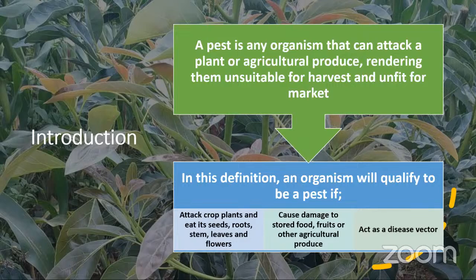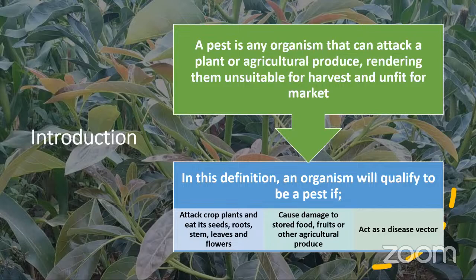Okay, first things first. In the introduction, I want to look at how we define a pest, or what a pest is in agricultural terms. In agriculture, we define a pest as any organism that can attack a plant or agricultural produce, rendering them unsuitable for harvest and unfit for market. You can note that a pest reduces the value for cultivation of our crop. Any crop which we are growing, if it is infested with pests, it will reduce the market value of your crop.